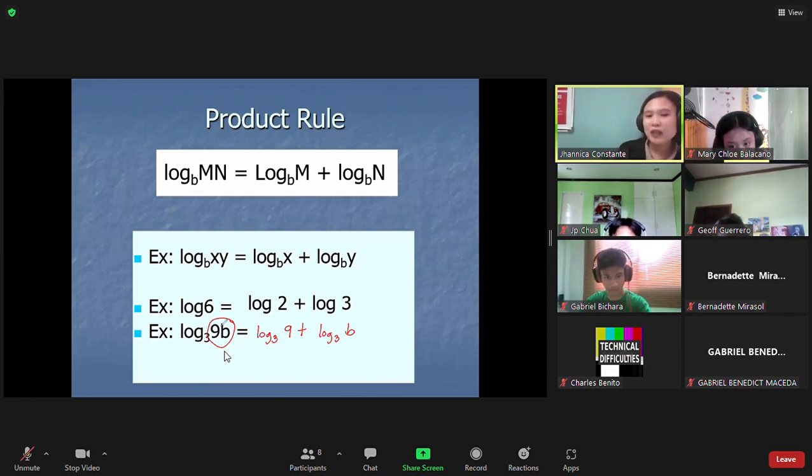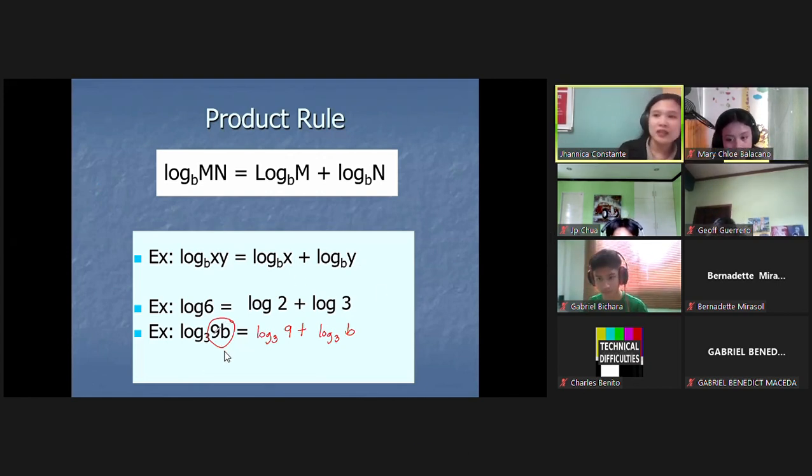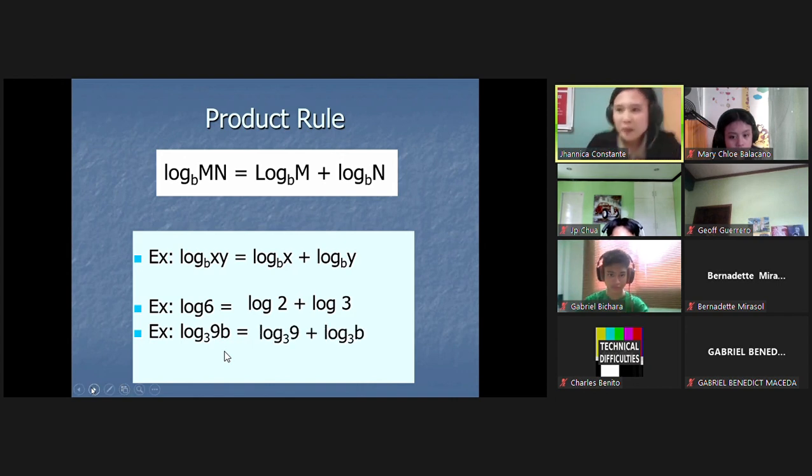Hindi na. When we only have one argument, just like 6, that's the time you're going to factor. But if it has two numbers or it has a variable, no need to factor the 9. Okay? So that is the product rule, the first property of the logarithmic function.